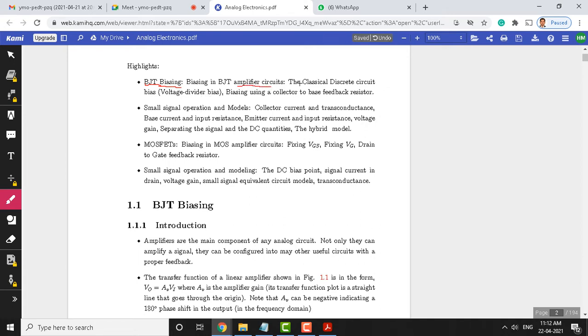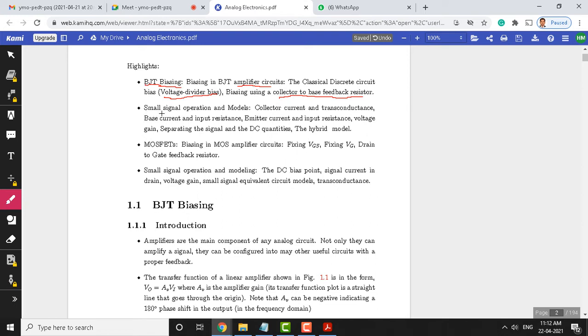The very old method is the classical discrete circuit, which is very popular, the voltage divider bias. And there is another type of bias which is also important, the collector to base feedback resistor. We will discuss these 2 bias circuits in more detail with advantages and disadvantages of these 2.